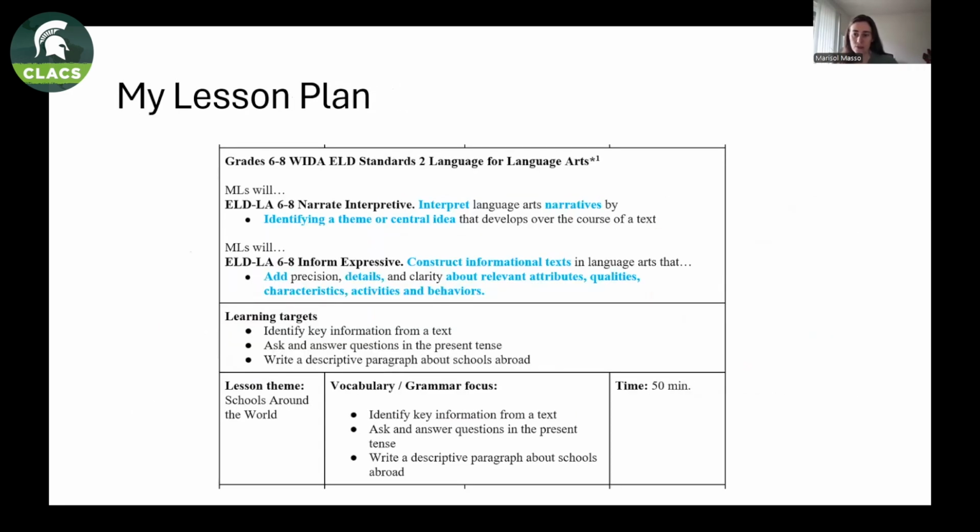I aligned my lesson around this book to my WIDA standards and learning standards. I wanted students to identify main ideas in this book, ask and answer questions in the present tense, and finally, write a paragraph about their own schools outside of the US. My class consisted of a mixed group of 7th and 8th graders, and their first language was Spanish.